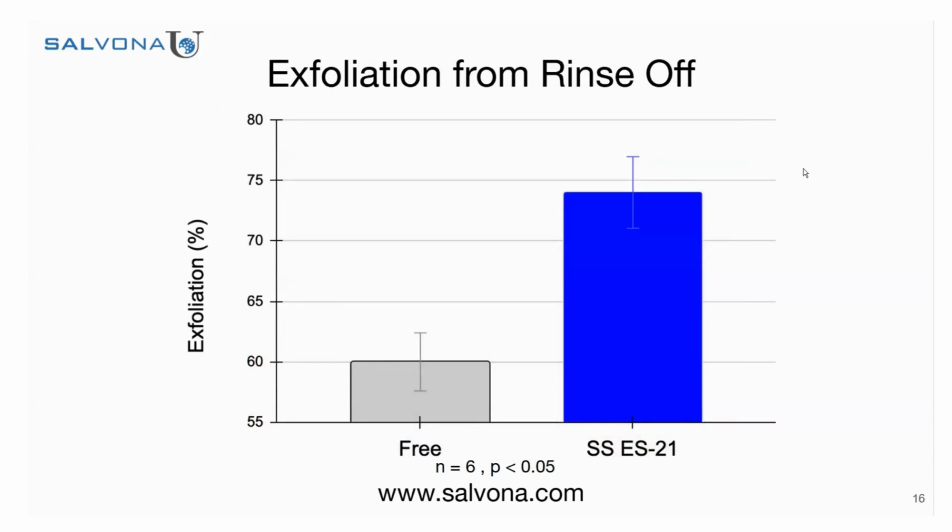Quantitatively, we can look at the exfoliation from a rinse-off of salicylic acid from Salsphere Even Skin, the blue bar on the right, and free salicylic acid on the left. You see the exfoliation percentage around 60% for free, and just up at around 75% for the encapsulated salicylic acid. This is about a 25% increase in exfoliation due to the targeting of the salicylic acid to the lipid domains of the skin. Again, this is about 25% better than free salicylic acid, all while being non-irritating and easy to use.